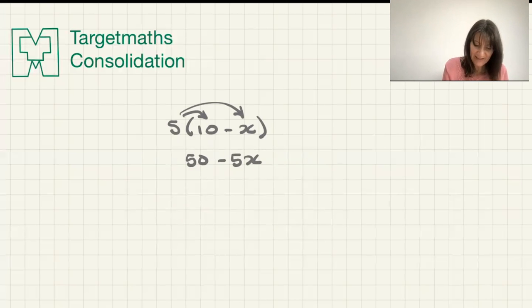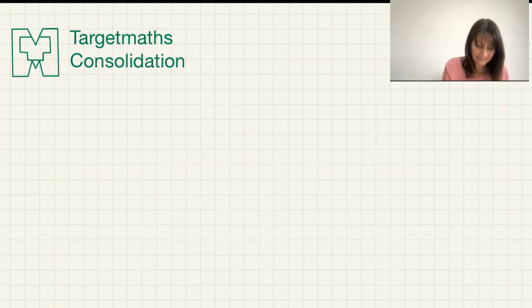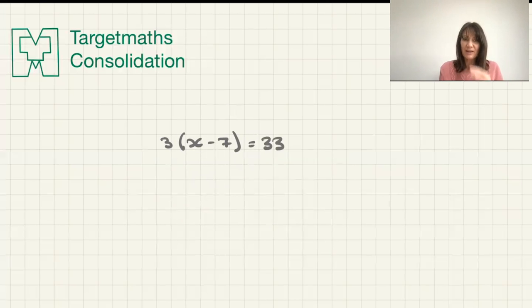Okay, next question is 3x minus 7 equals 33. Hit that pause button and press play when you're ready.